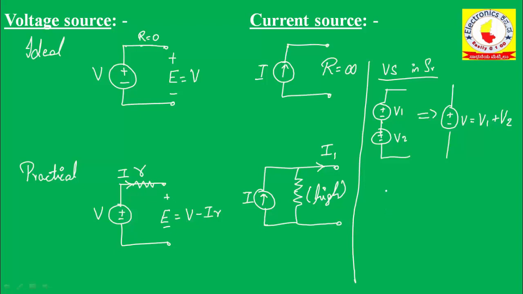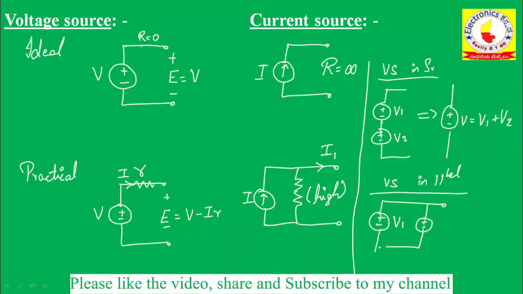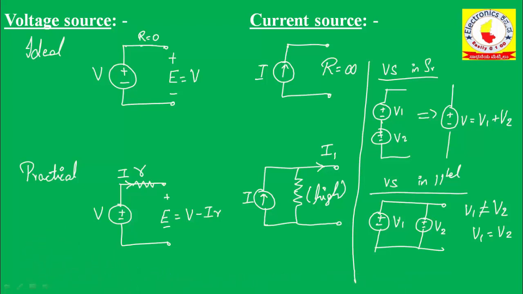Now if I am considering voltage source in parallel, so you will be having this voltage as V1. In parallel to this, I'll be having a voltage source that is V2. If V1 is not equal to V2, then you will be getting a spark in the circuit. If V1 equals V2, then you will not be getting a spark in the circuit. That means unequal voltage sources should not be connected in parallel if it is in ideal scenario.